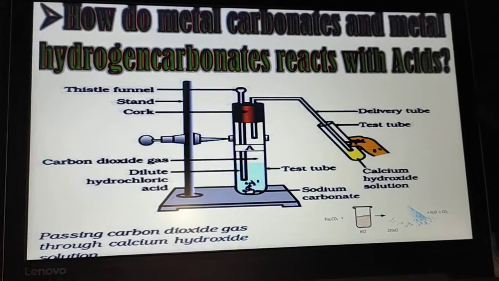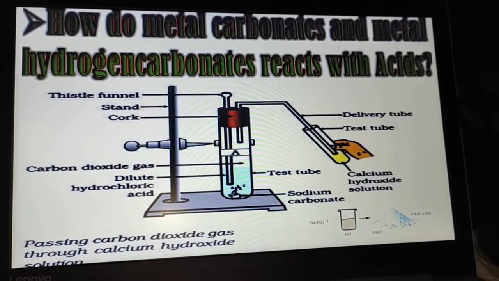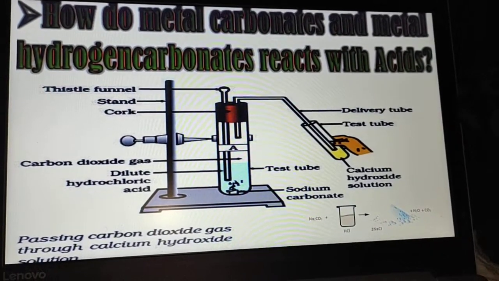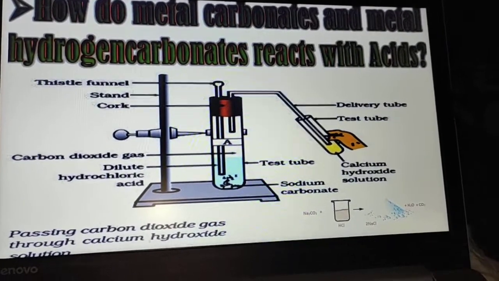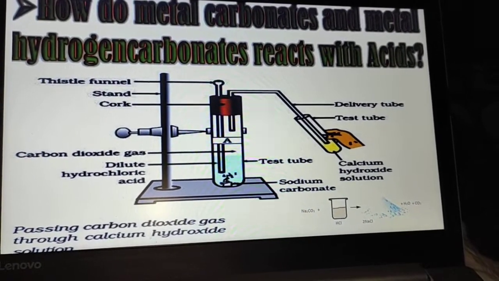Now, the first property is over. Now, the next property: how do metal carbonates and metal hydrogen carbonates react with acids? First of all, I want to explain what carbonates are.